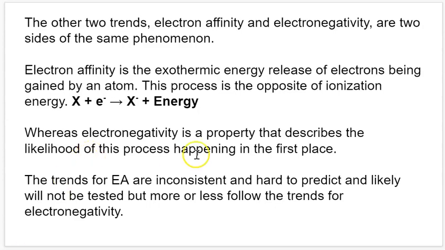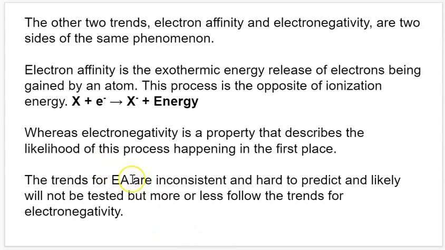So the electron affinity is the energy associated with electrons being gained. This is like the opposite of ionization energy, because in ionization energy you had energy being absorbed to remove electrons. Here we have electrons being gained and energy being released. And electronegativity is basically a descriptor of just how likely this is to happen in the first place. So the more electronegative, the more electron affinity there is.